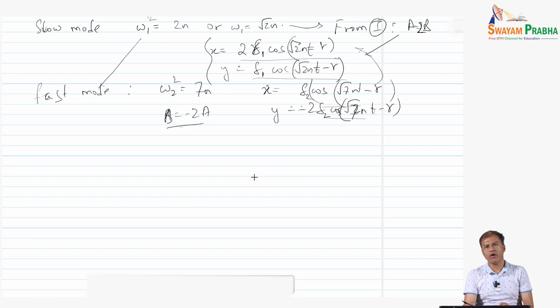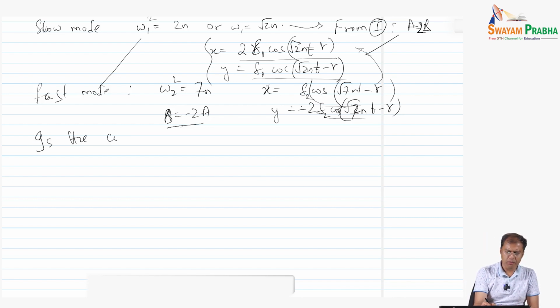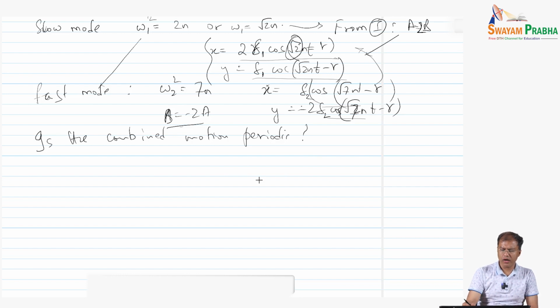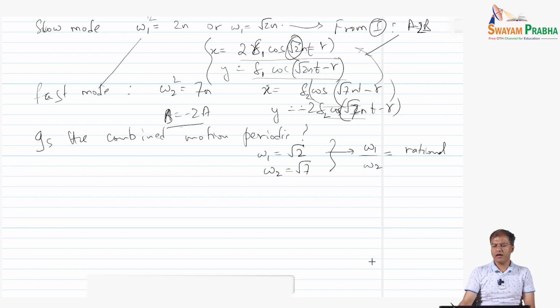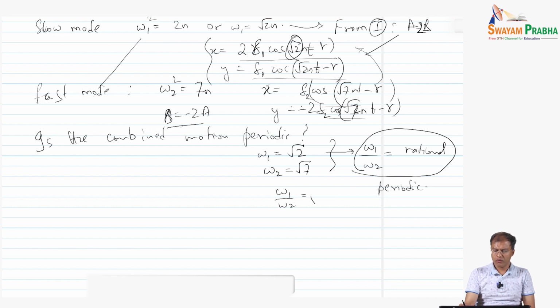Okay, so one last question I want to highlight: is the combined motion periodic? Well, it turns out no. Why? Because notice that the first root comes out to be square root 2, so omega 1 is square root 2, and omega 2, the fast mode, is square root 7. So we need to look at the ratio of the two frequencies. If the ratio of the two frequencies is a rational number, then we can say that the combined motion is periodic. Of course, in this case, omega 1 by omega 2 comes out to be square root of 2 over 7, which is not rational, and hence the motion is not periodic.